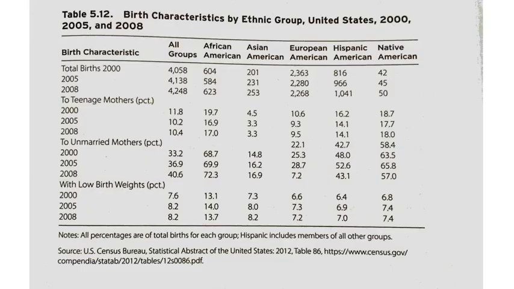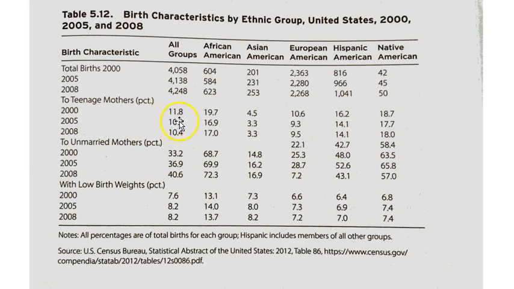1894.5. This table breaks things down a little further into looking at distinct subpopulations of teenage mothers, unmarried mothers, and also patterns of low birth weight. And we can compare ethnic groups on each of these types of patterns along with total births. So if we look at teenage mothers overall, all groups combined, 2000 there was about 11.8. 2005 and 2008 are similar at about 10.2, 10.4, close numbers.